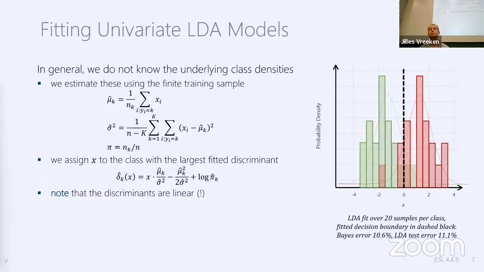Now, if we have those, then we already have Gaussians, right? We're done. So LDA is very simple to fit. We don't have so many parameters. How many we have and how this contrasts, if we start to make it more powerful, we'll see in a minute. We assign x, a data point, to that class with the largest discriminant, which we now know how to compute.